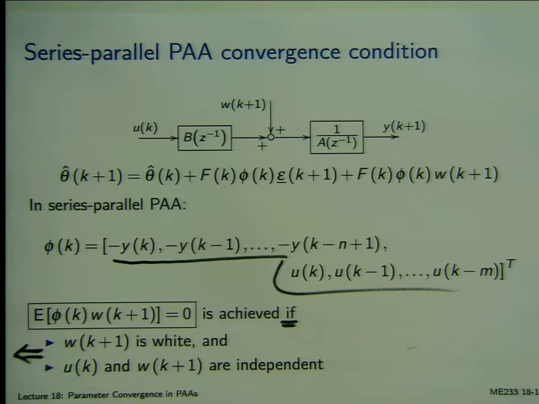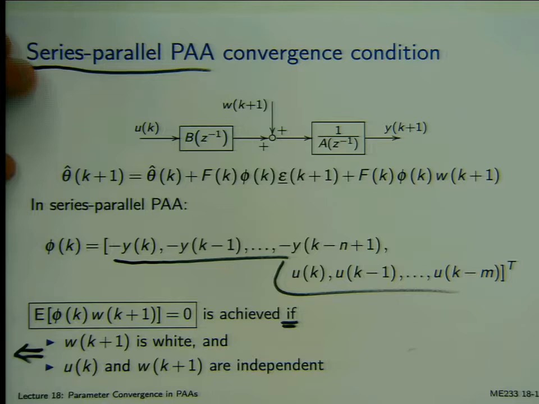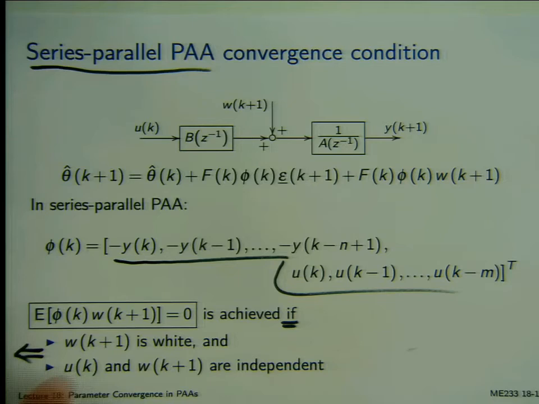So the takeaway message from here is that for serious parallel parameter adaptation algorithms to converge, one of the sufficient conditions is that the noise is white, if we model the noise this way. And u_k, w_k are independent. This is very, very easy to satisfy. This guy is usually not so easy to satisfy.